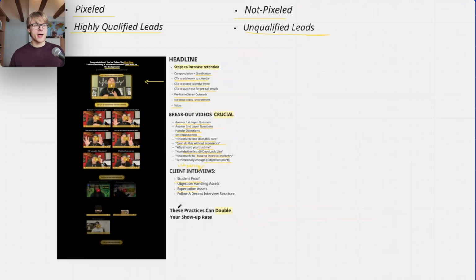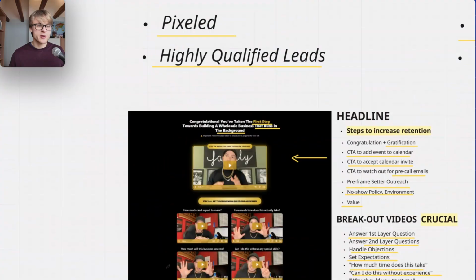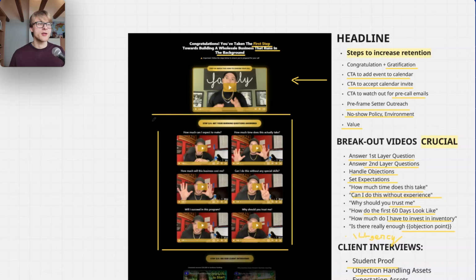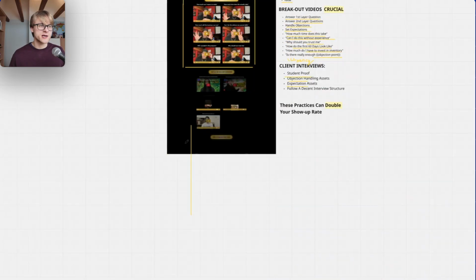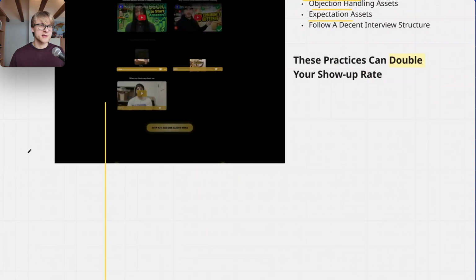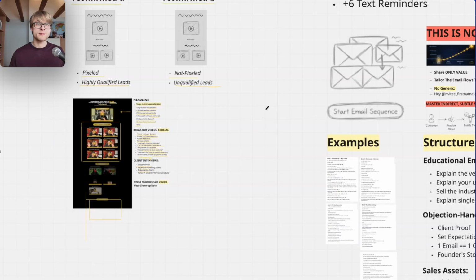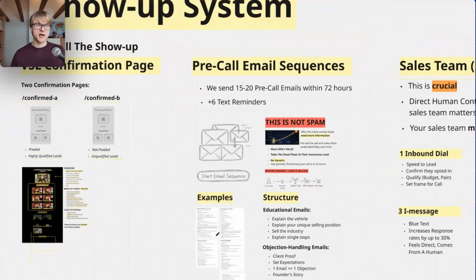Okay. And this is essentially how we structure a confirmation page. Again, make sure the copy in here is dialed in. You've got a lot of FAQ videos. You can really add up to 15 different FAQ videos. The more objections you handle, the better. You can also add a meet your host section. We have one, actually. I don't know why it doesn't show up. Or maybe not for this landing page, maybe for the other one, because this is the not qualified one. But yeah, essentially they're the exact same. The one is pixel, the other one isn't.